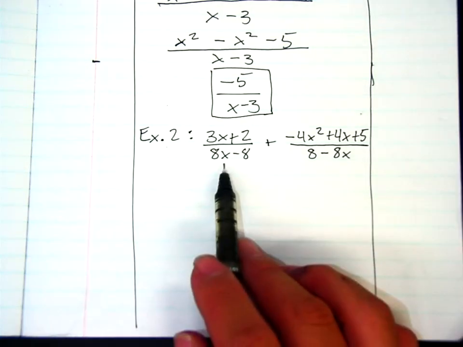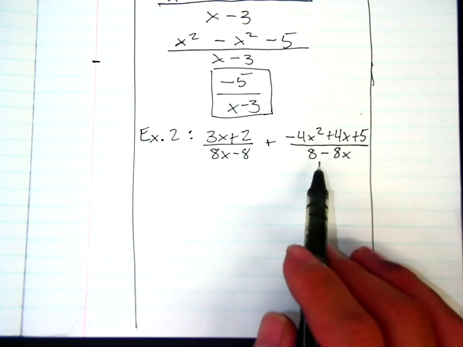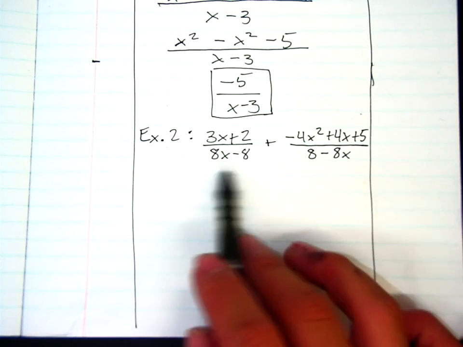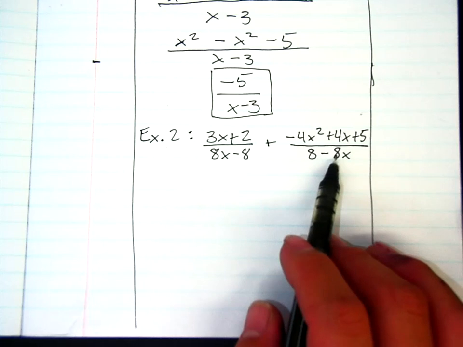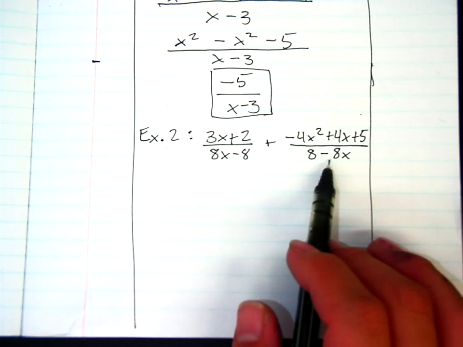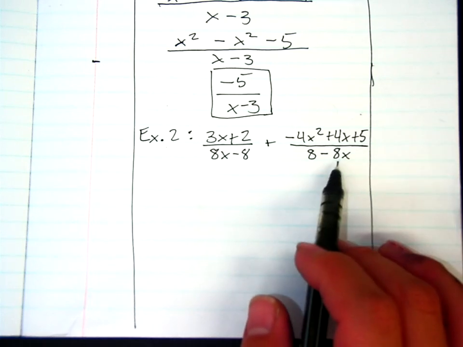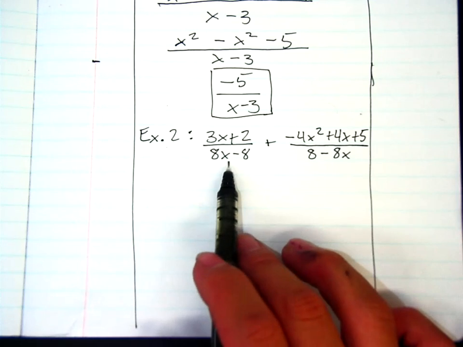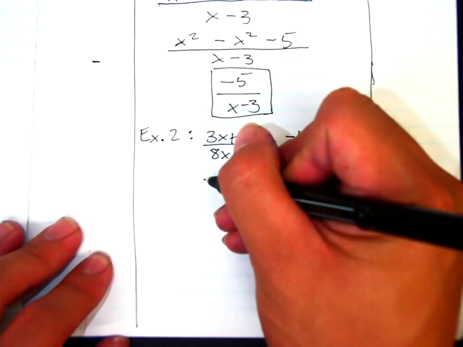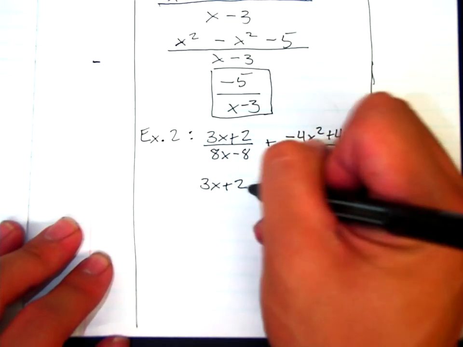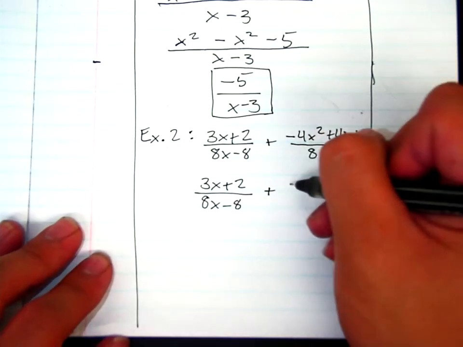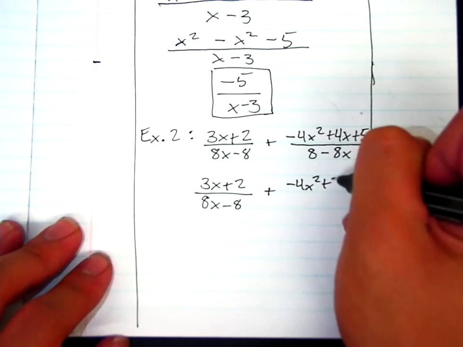Here we have 8x minus 8. Here we have 8 minus 8x. Our goal is to change this denominator right here, the second one, to look pretty much the same as this one. And there's a quick way to do that. Notice that our constant 8 is opposite of that. And our term with both the coefficient and the variable is also opposite of this one. So what I need to do is actually factor out a -1. I'm going to have 3x plus 2 over here, 8x minus 8, same exact thing. And now I'm going to have plus negative 4x squared plus 4x plus 5.